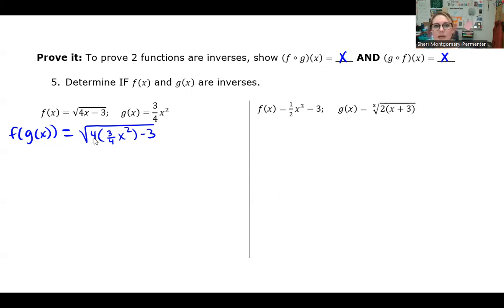What happens if I do 4 times 3? What's 4 times 3? 12. And then what's 12 divided by 4? 3. So multiplying by 4 and then dividing by 4, they undo each other. Oh, there's a 3.